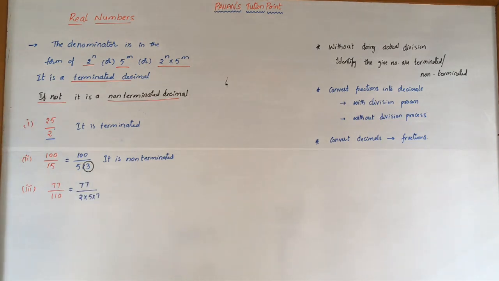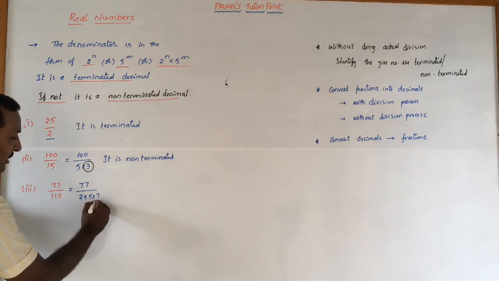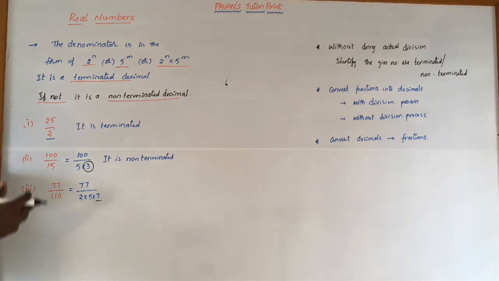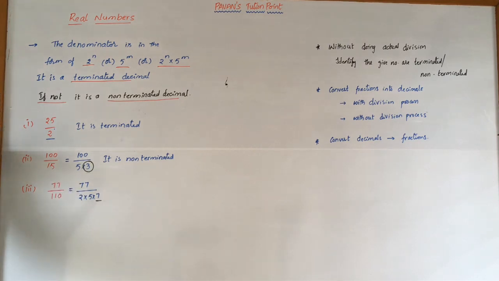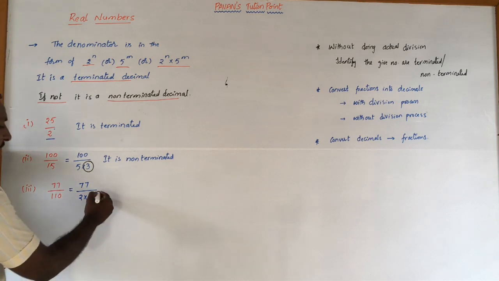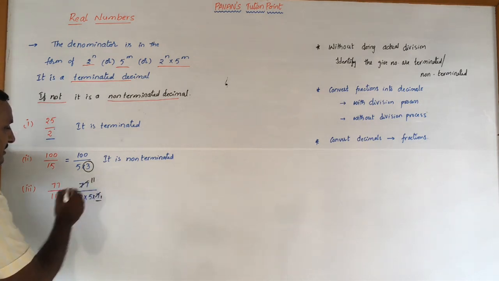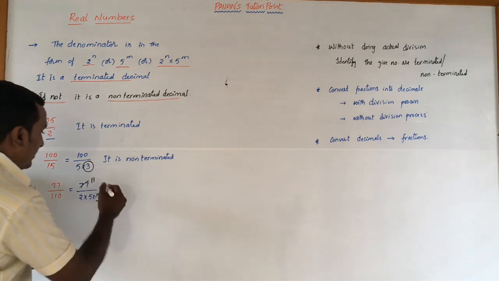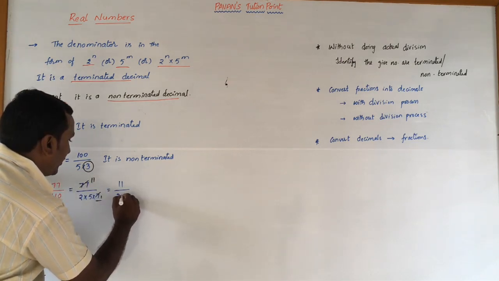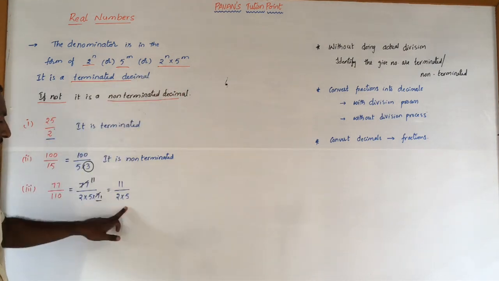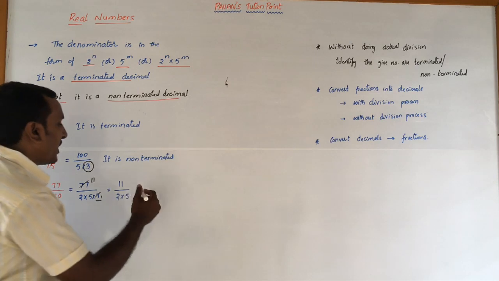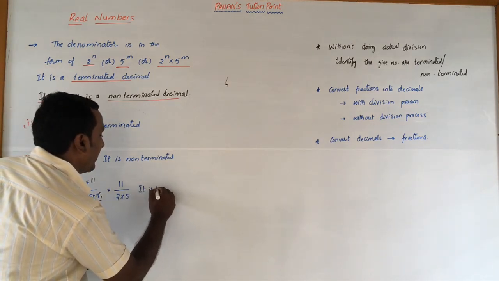Some of you may say, sir, there is an extra number, so it is not terminated. Before concluding whether it is terminated or not, is there any possibility of cancellation of the numerator and denominator? You have to observe. Here you can do the cancellation. 7 ones are 7, 7 elevens are 77. So the result is 11 by 2 into 5. Now observe, this is in the form of 2 into 5. So which type of number is this? Yes, terminated.